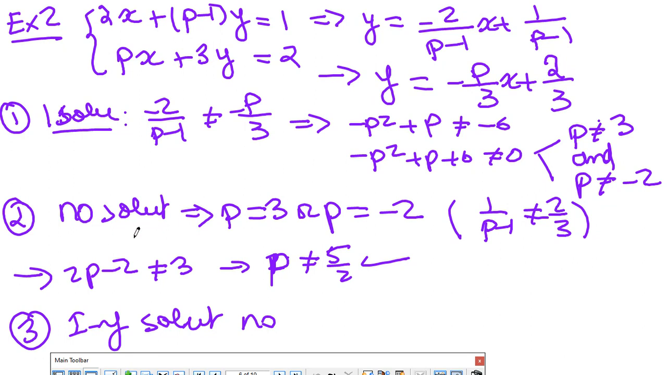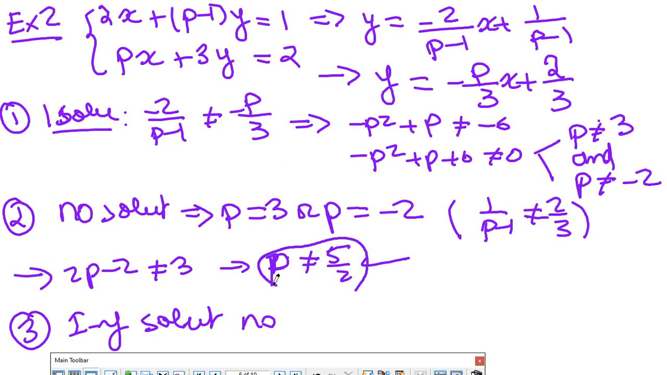Now, can I have no solution here? What does no solution mean? It means that the lines are parallel. The lines are parallel, it means I have equal slope. It means p should be equal to 3 or p is equal to -2. And at the same time, I need to check that the y-intercept can't be equal for those two values. So I should write 1/(p-1) not equal to 2/3. If I solve this one, I will get p not equal to 5/2.